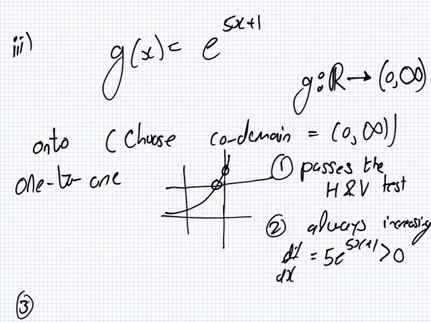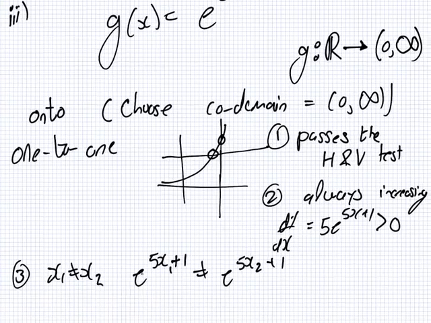And the third way, which Mr. Sharif suggested, is: if x1 does not equal x2, can we prove that e to the 5x1 plus 1 is different to e to the 5x2 plus 1? And the answer is yes, because if we put log on both sides, subtract 1 and divide by 5, x1 and x2 are different. So in other words, different x's correspond to different y's. We have many reasons why it's 1 to 1 and so has an inverse.